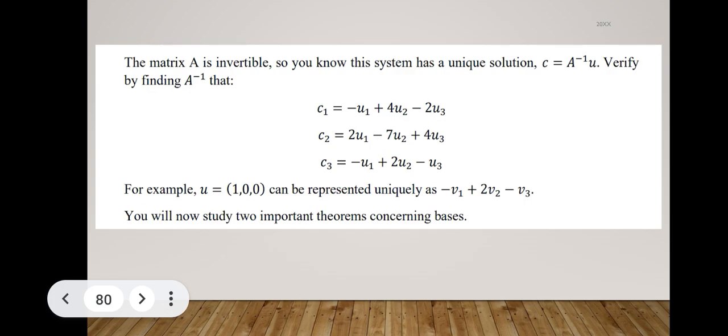So the matrix A is invertible. So you know this system has a unique solution, c is equal to A inverse u. Verify by finding A inverse that c sub 1 is equal to negative u sub 1 plus 4u sub 2 minus 2u sub 3. And our c sub 2 is equal to 2u sub 1 minus 7u sub 2 plus 4u sub 3. And c sub 3 is equal to negative u sub 1 plus 2u sub 2 minus u sub 3. For example, u is equal to 1, 0, 0 can be represented uniquely as negative v sub 1 plus 2v sub 2 minus v sub 3.